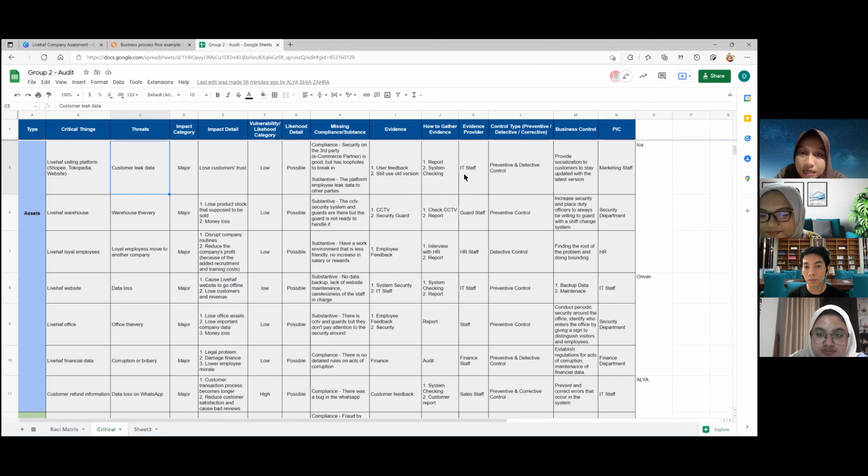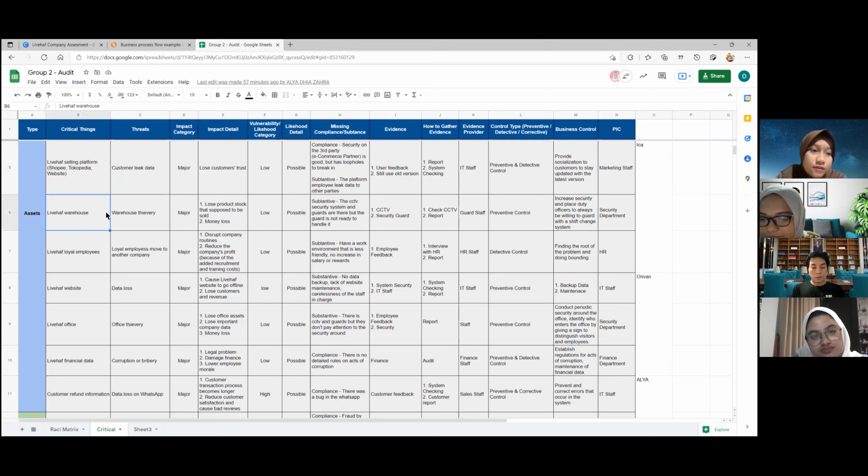To gather the evidence, we can use a report or a system check, and the evidence provider is the IT staff. For the control type, we do preventive and detective control because we want to prevent this problem and also search for the core of the problem. The business control is to provide socialization to customers to stay updated with the latest version of the Livehaf website. The PIC is marketing staff because they handle customers.